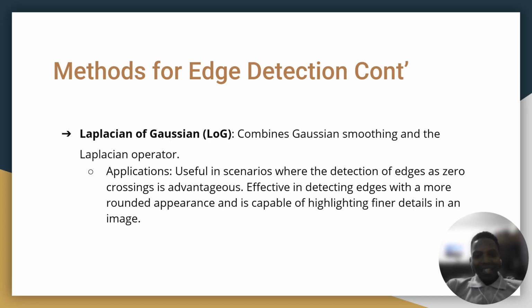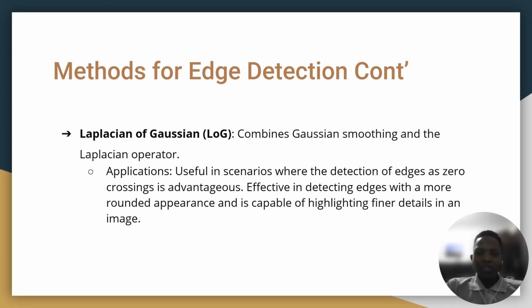And our last but not least method for this presentation is the Laplacian of Gaussian, or what they usually call LoG. It combines the Gaussian smoothing and the Laplacian operator. How it works is that the image is first smoothed with the Gaussian filter to reduce noise. So they first remove the noise with the Gaussian filter, and then the Laplacian operator is applied to detect edges. This operator calculates the second derivative of the image, highlighting regions of rapid intensity change. And remember, the more you're able to identify these regions, the more likely you are to detect all the edges in the image.